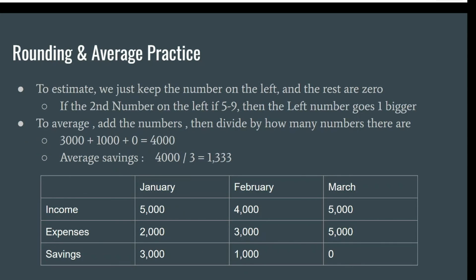So to estimate, we'll look at the number on the left and then the numbers on the right are 0. To find the average, you add all the numbers together and then you divide by how many numbers there are. The savings on the bottom you'll estimate are 3,000, 1,000, and 0. So when you find the average, divide the total 4,000 by 3 and you'll get 1333.